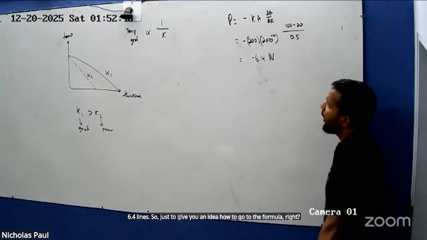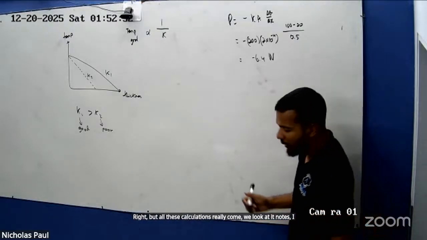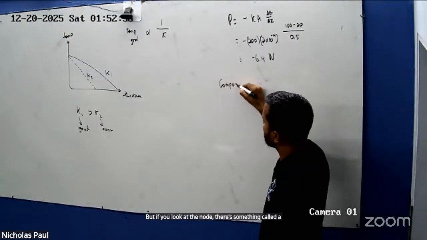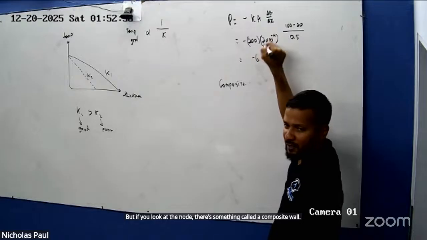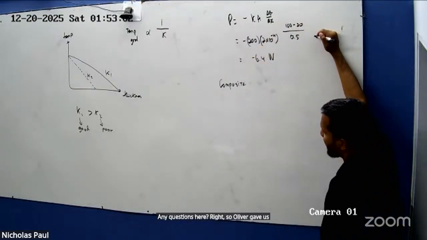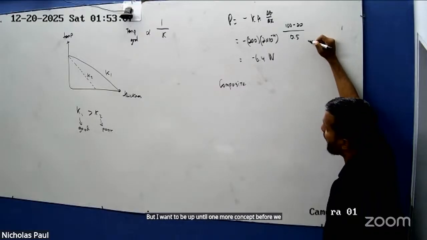But how these calculations really come, if you look at the note, there's something called a composite wall. Any questions here? All it will give you is different variations of this, but I want to build you up into one more concept before we start doing full calculations.